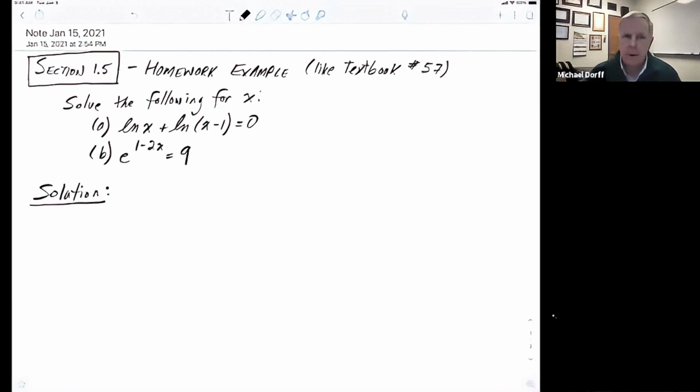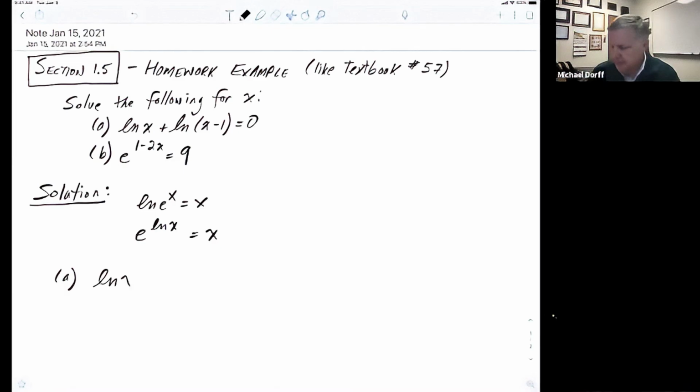In both of these problems, we're going to use the facts that the natural log of e to the x equals x, and that e to the natural log of x equals x. Those are two properties that will help us solve these problems. All right, so let's look at part A.